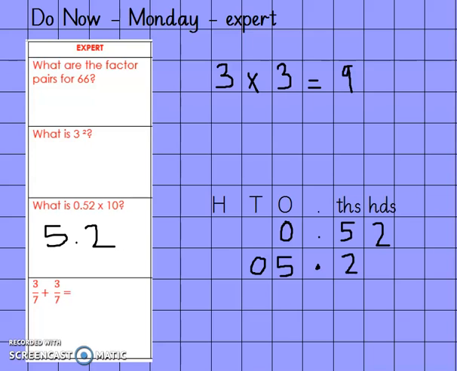The last one with the fractions: when you're adding a fraction, you only add the top number when you're adding them together. So in this case, the 7th stays on the bottom, that doesn't change. 3 sevenths add 3 sevenths, we just add the top number, so 3 add 3 is 6, and that's your fraction. So remember those techniques for the rest of the week when you're doing the rest of the columns by yourself.